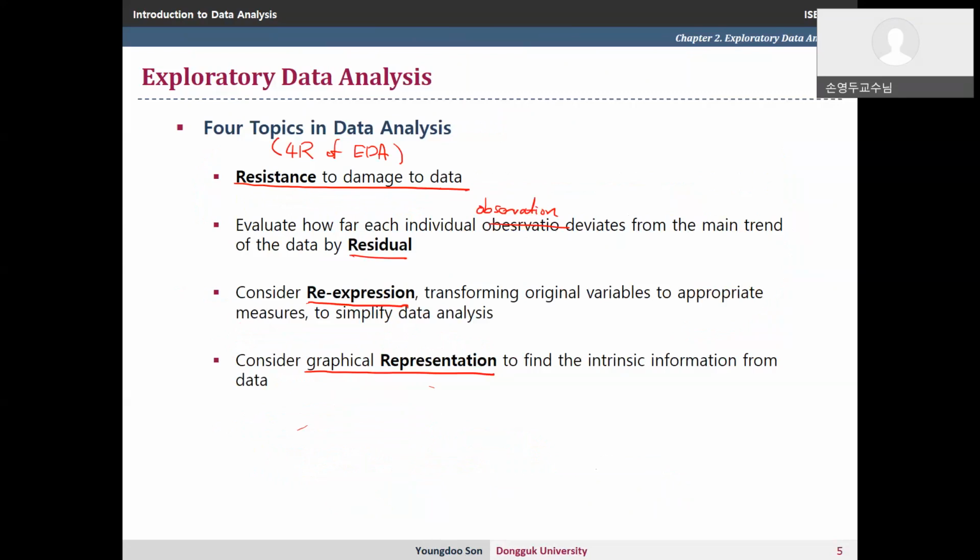And the topics of EDA are resistance, damage to data and residual things, re-expression, and graphical representation. So we saw the examples of these 4 topics of EDA in the last class.